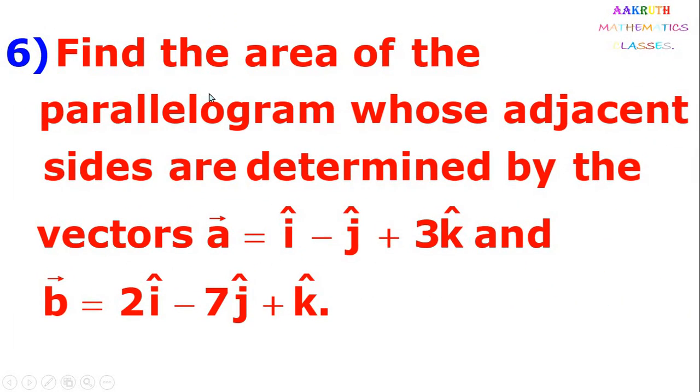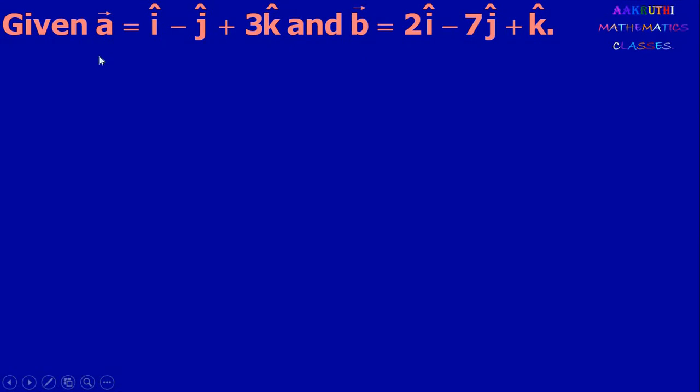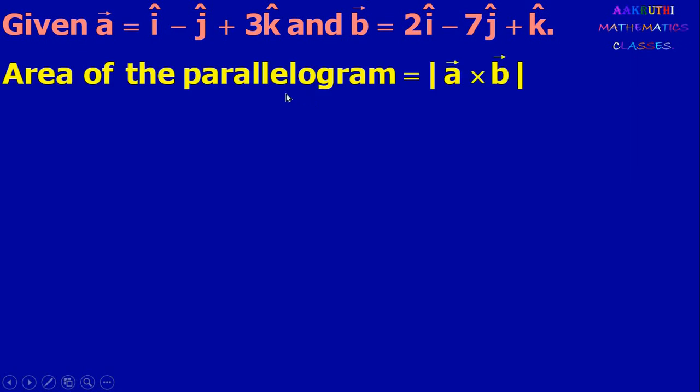So next question: find the area of the parallelogram whose adjacent sides are determined by the vectors. A vector is i minus j plus 3k and B vector is 2i minus 7j plus k. Here two adjacent sides are given, you have to find the area of the parallelogram. Now here we have the area of parallelogram formula.